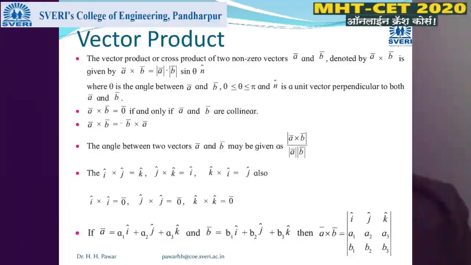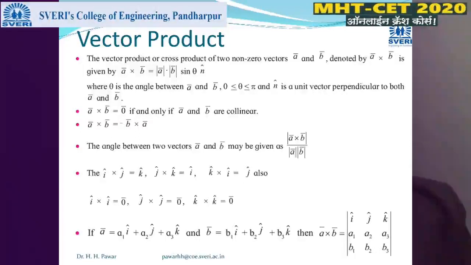Also take a note that i cross j is equal to k cap, j cross k is equal to i cap, k cross i is equal to j cap. Here always remember the order i, j, k, that is i cross j gives us k, j cross k gives us i, and k cross i gives us j. If we interchange the values, definitely it will give us a negative answer.